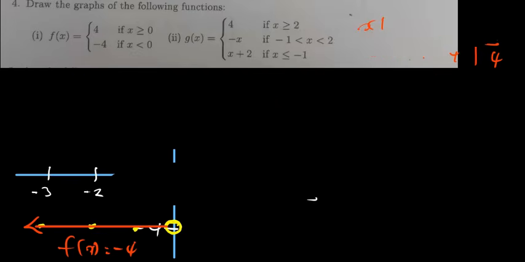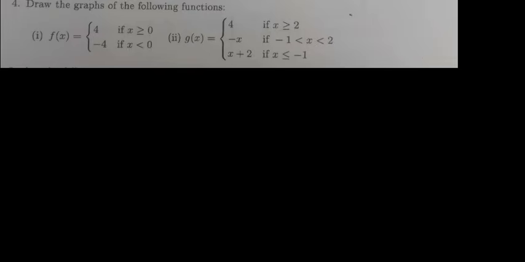Okay, we dive into part 2. So try to explore different types of questions under piecewise functions and see if you can manage to solve them. Okay, so in this case we have 3 functions: g of x is equal to 4, negative x, and x plus 2.